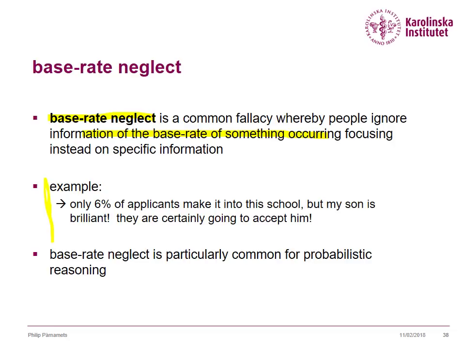So the parent is focusing on this 6% here, while instead they should be focusing on the actual students who get into the school and what their characteristics are. This kind of base rate neglect is particularly common in probabilistic reasoning, to the extent that it has been proposed that humans are really bad at probabilistic reasoning. We're going to look at another example, which is one of the most famous examples in the psychological literature on base rate neglect, to further examine this point.